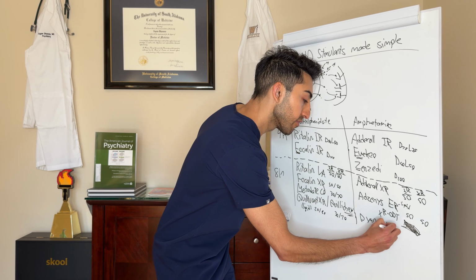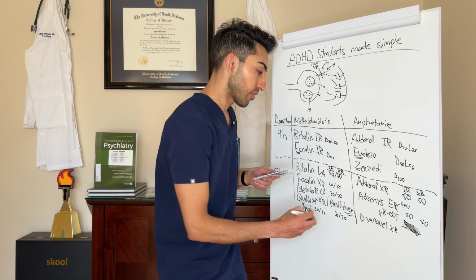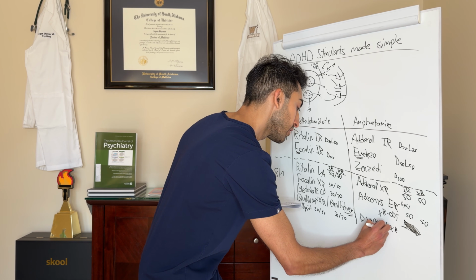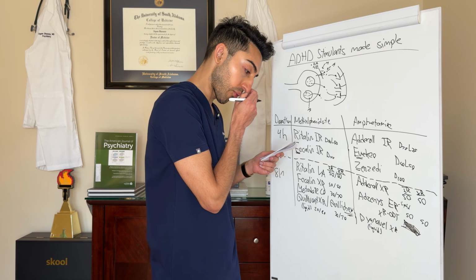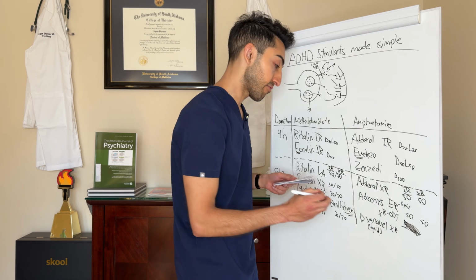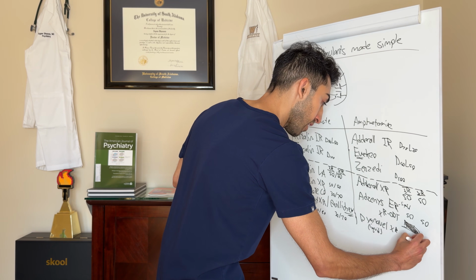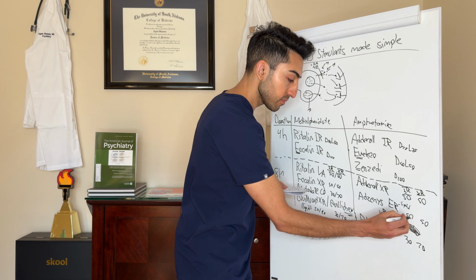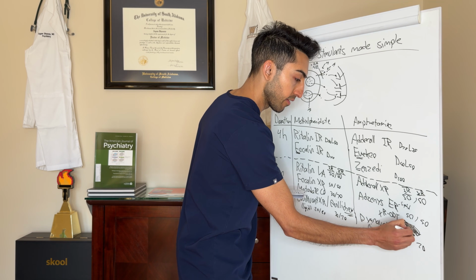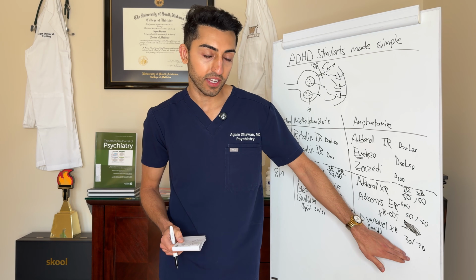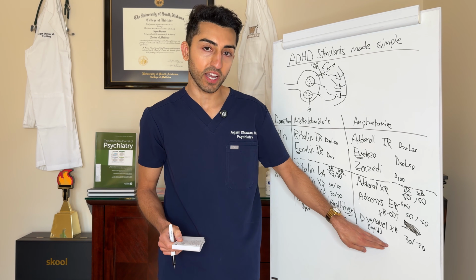And then we have the Dyanavel, and so this one is also liquid, right? So now we have two liquids that we are working with, but a little bit different split here. So this is 30 and 70 IR. So meaning if I need it to last a little bit later during the day and I need a liquid, that's when I'll reach for the Dyanavel.